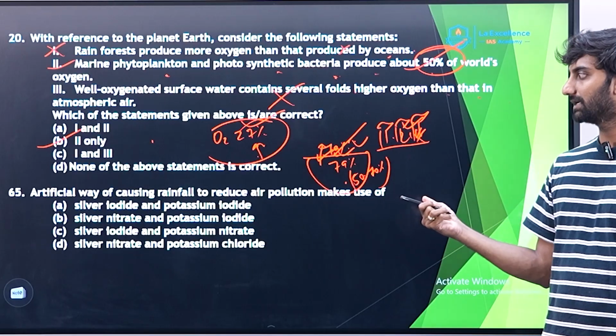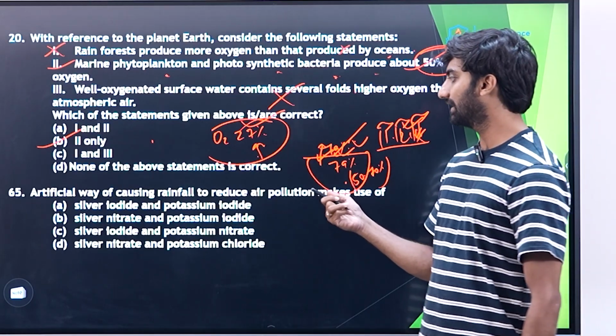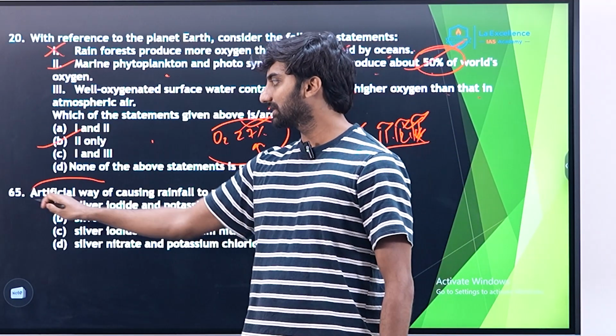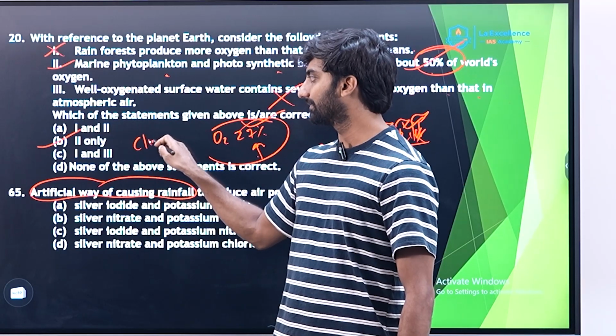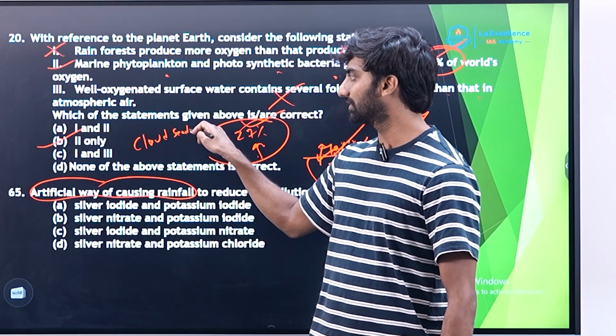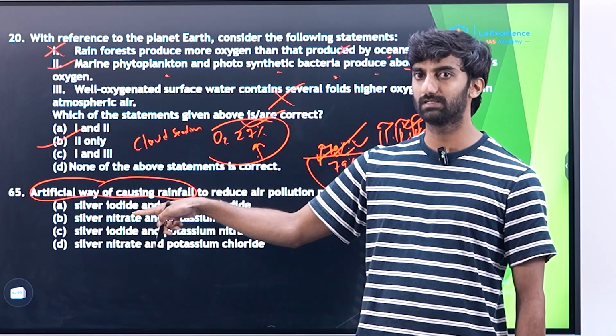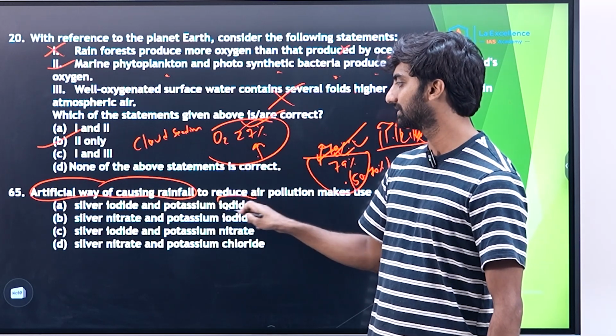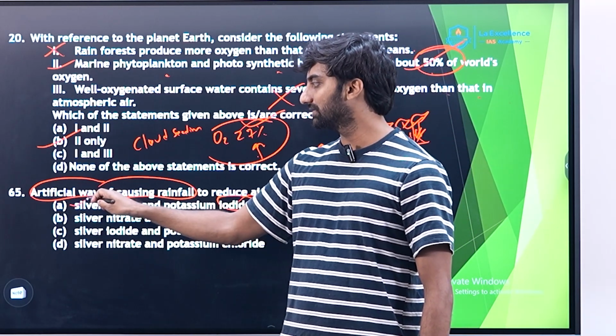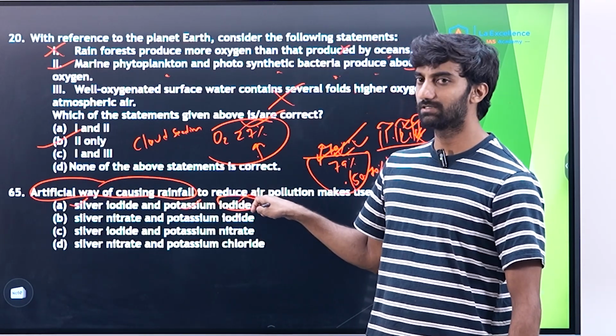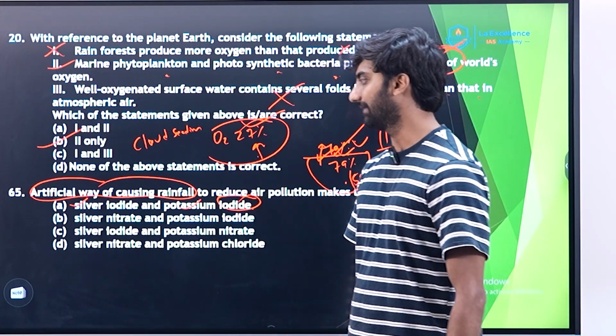Then 65, artificial way of causing rainfall. So we know the artificial rain concept is cloud seeding, and the seeds which we pump into the atmosphere to form clouds and resultant artificial rain will generally be iodides. So mostly silver iodide is used, to some extent potassium iodide is also used. So the answer will be A.